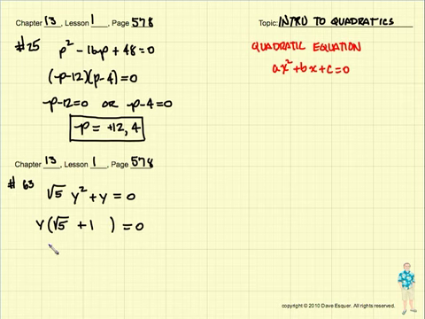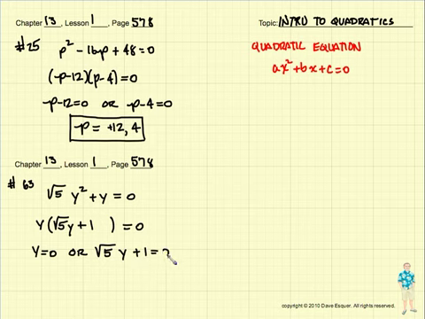Well, this tells us that either y is equal, sorry, I made a mistake, so here's a square root of 5 y. If I factor out a y, I knew there was something not quite right. So this tells me that either y is equal to 0, or the square root of 5 times y plus 1 has to be equal to 0. Again, using my zero product property.